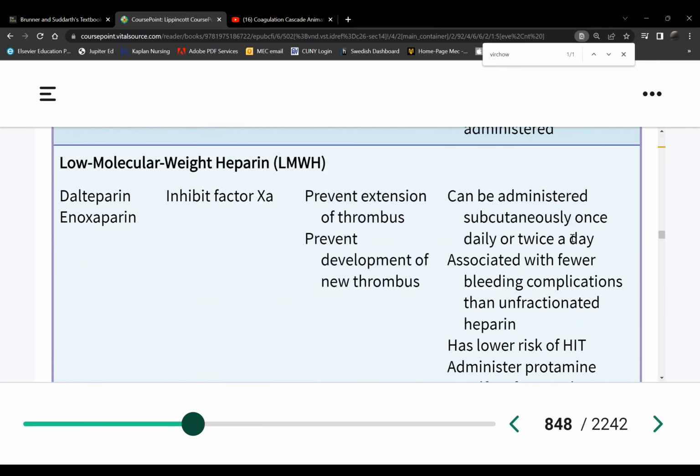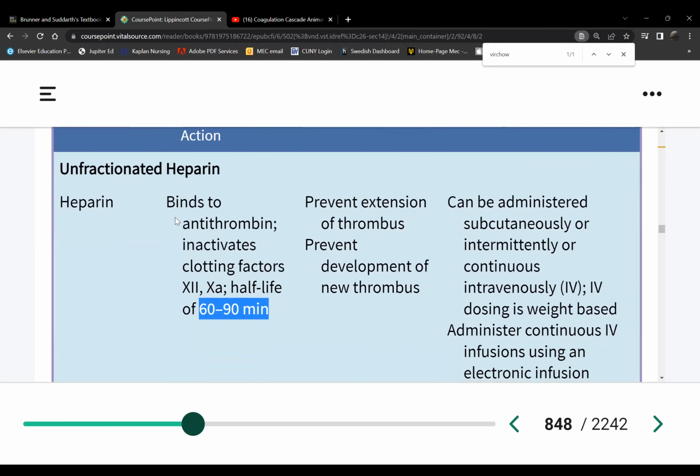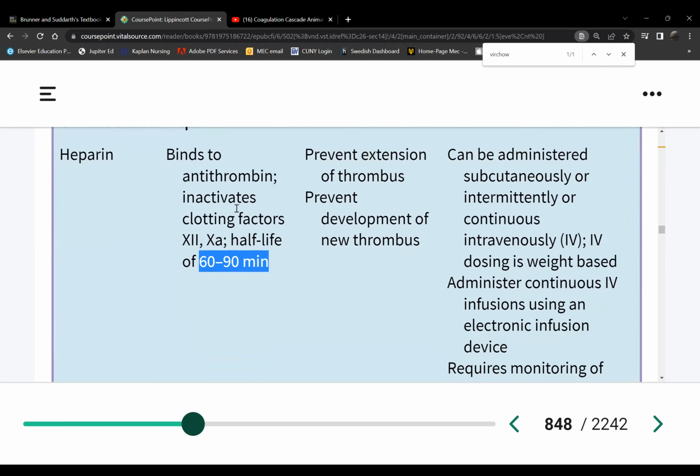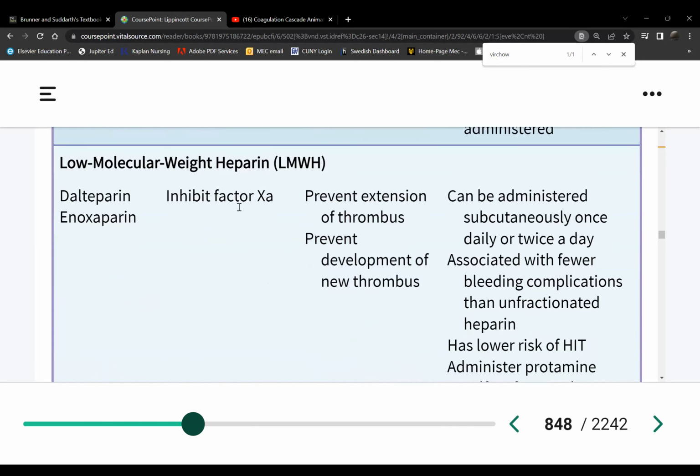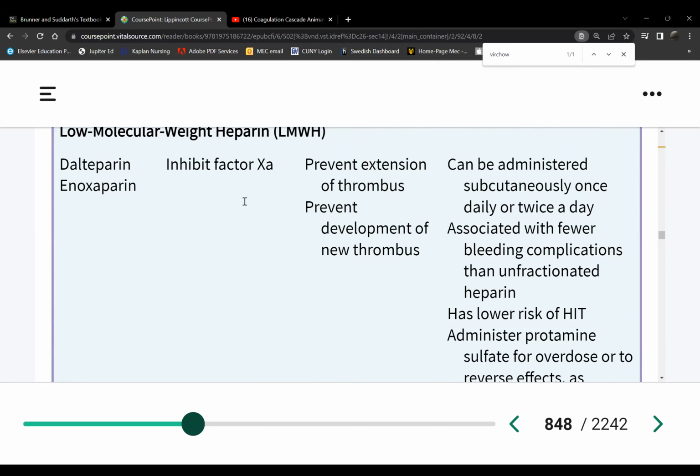Here, the dose for unfractionated heparin is based on the PTT. So as the PTT changes, the dose changes. Here, the dose is based on what? The weight. So do I need to monitor the PTT? No, because the dose is based on the weight. So unless the patient really has drastic changes in the weight, otherwise, no need to monitor PTT.